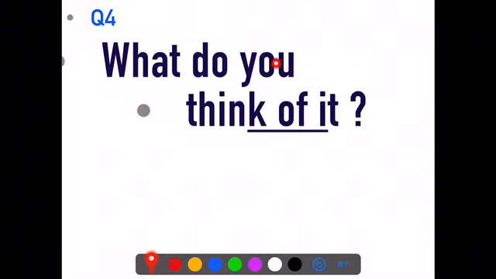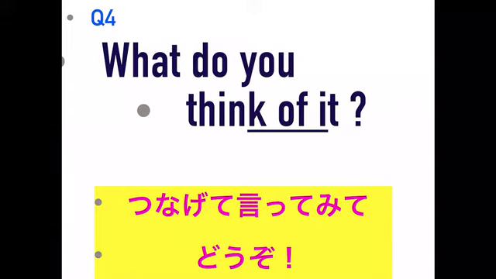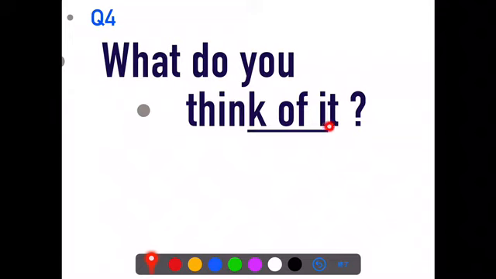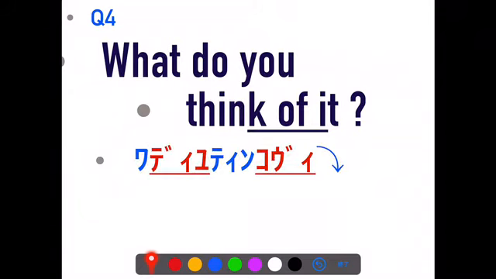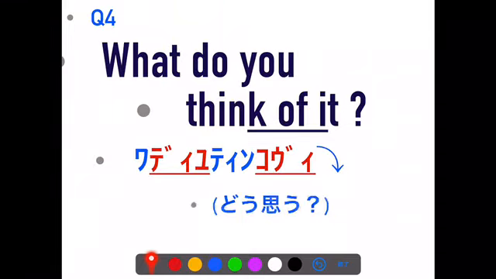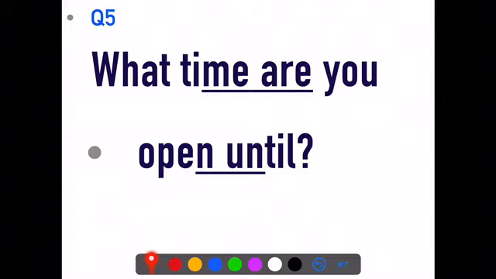Next, what do you think of it? Before of, k plus of, and of plus it. How does the sound change? You try it. Ready, go. Yes, curve it. What do you think of it? When you speak fast, it sounds like what do you think of it. This is a real sound. It means what's your opinion? What time are you open until? My hint is before R you have M sound, and before until you have N sound. Try pronouncing it. Ready, go ahead.